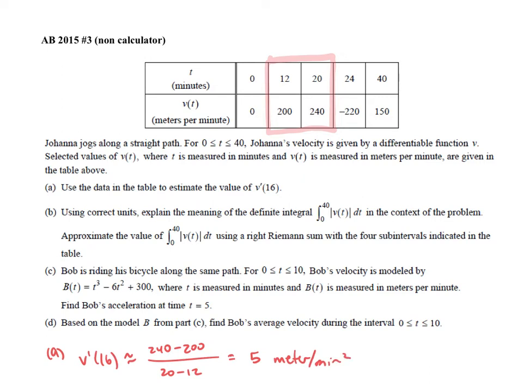Pretty simple. Again, the key there is to make sure that you just take the data that is the closest to the value that you're trying to analyze, and we're estimating the derivative by the slope of the secant line.